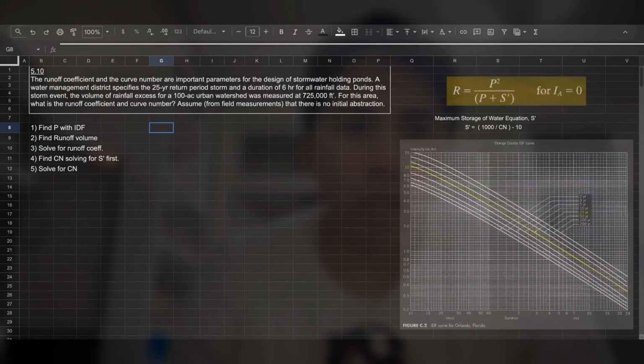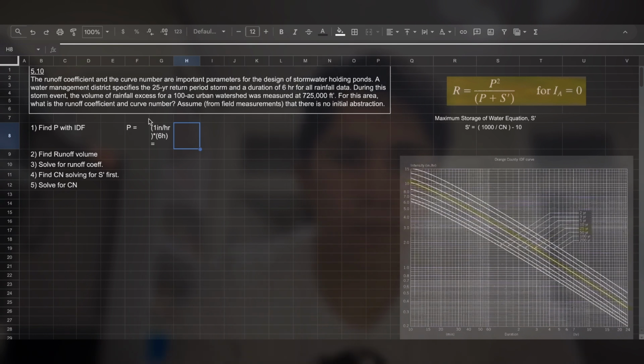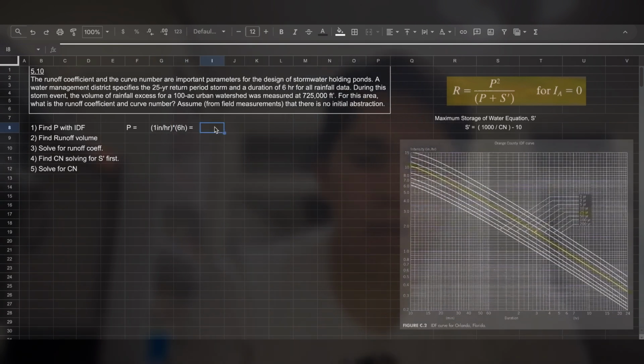So the precipitation equals the 1 inch per hour times the duration of the storm, which is 6 hours. So that's going to give us 1 times 6 is 6. The hours cancel, so we get 6 inches.